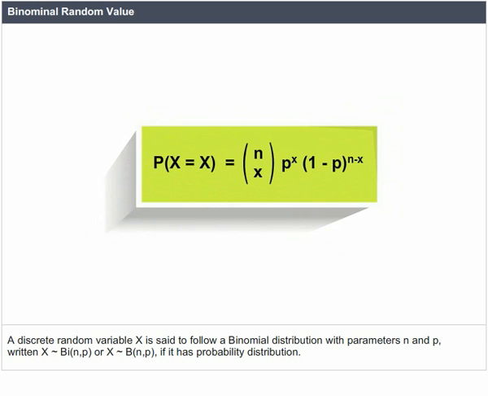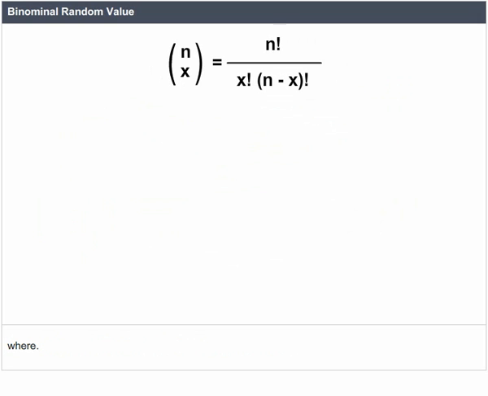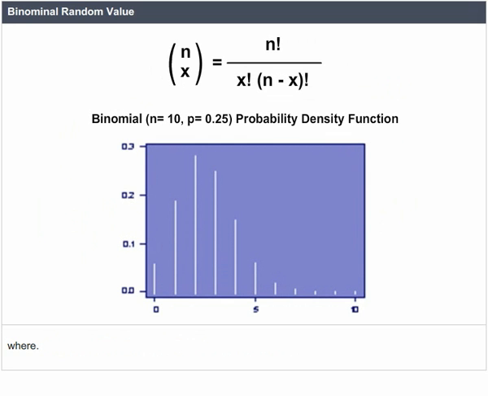P(X = x) equal to nCx p to the power x times (1 minus p) to the power n minus x, where x is equal to 0, 1, 2, etc. n is equal to 1, 2, 3, etc. p is the success probability, where 0 is less than p is less than 1. nCx is equal to n factorial divided by x factorial times (n minus x) factorial. Example: Binomial with n equal to 10, p equal to 0.25.